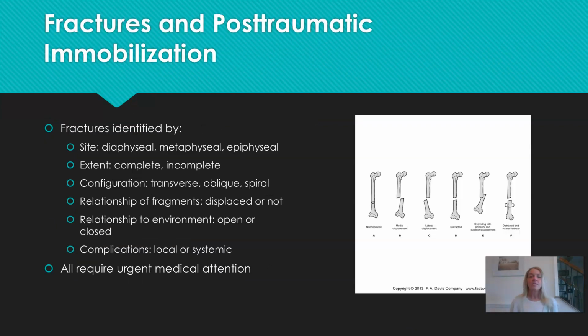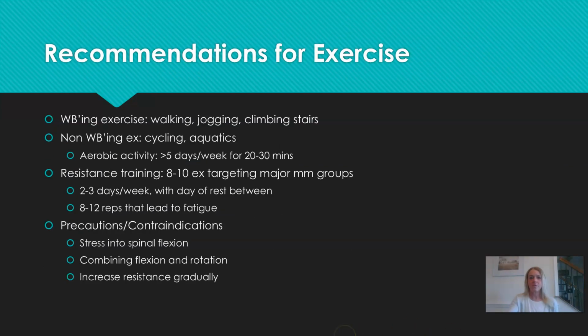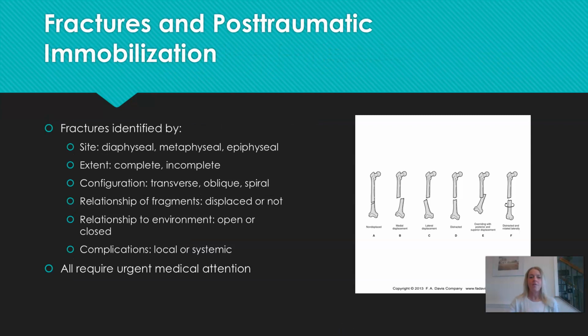All right, to talk about some fractures. Fractures are going to be identified by the site of the fracture, whether it's in the long shaft of the bone or at the epiphyseal plates, and the extent to which it's fractured. Is it a complete fracture or an incomplete fracture? Is it transverse, oblique, or spiral? Are the bones displaced or not?